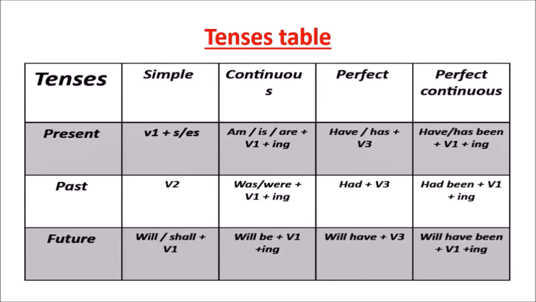So this whole table comprises the 12 tenses and their structure or formula. Understand? If you learn this tabular column fully and thoroughly, you can do the tenses very easily. Okay? Yes.